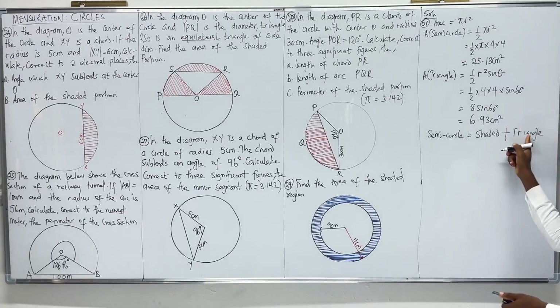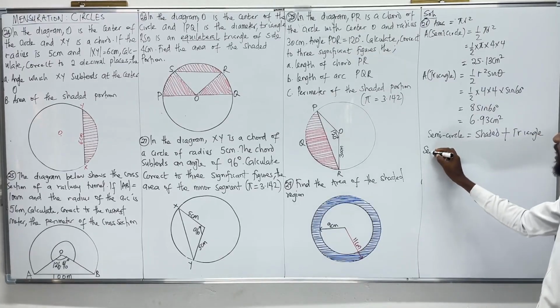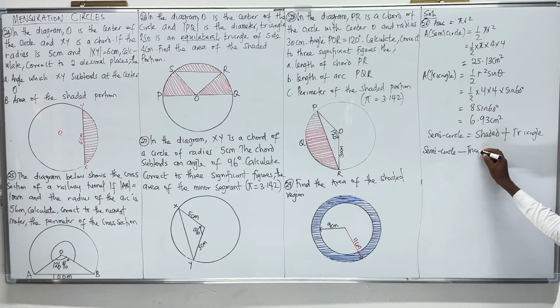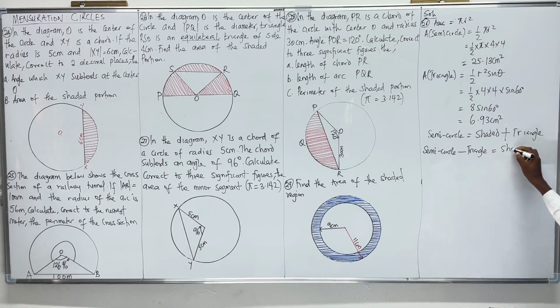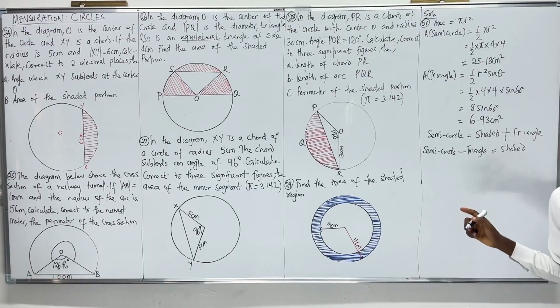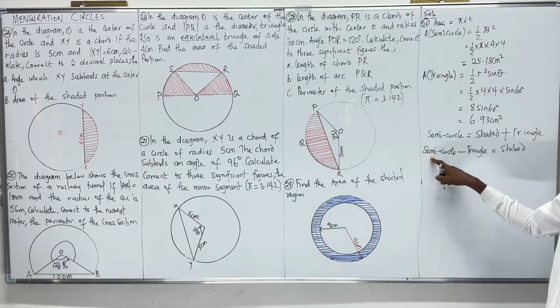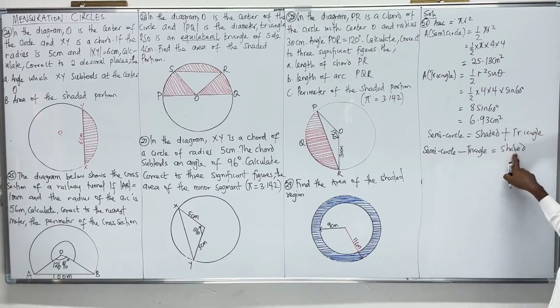So that means that we can take this triangle to this other side. So we then have semicircle minus triangle to give us the shaded region. Please take note, this only works for areas. So don't go and do perimeter now. Perimeter of semicircle minus perimeter of triangle equal perimeter of shaded.